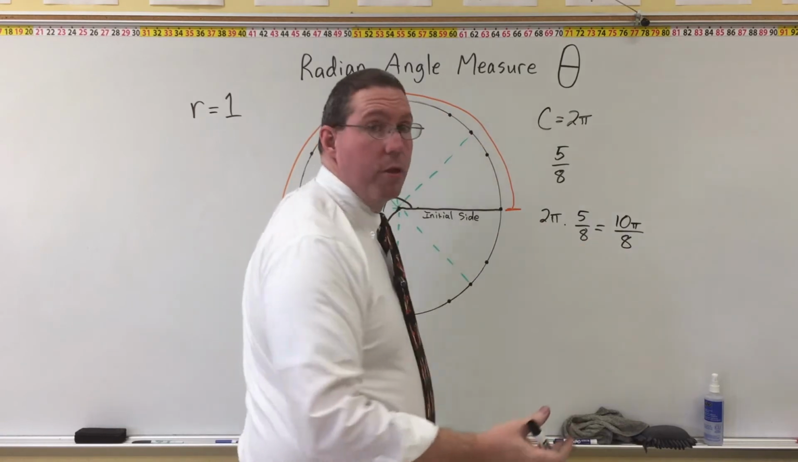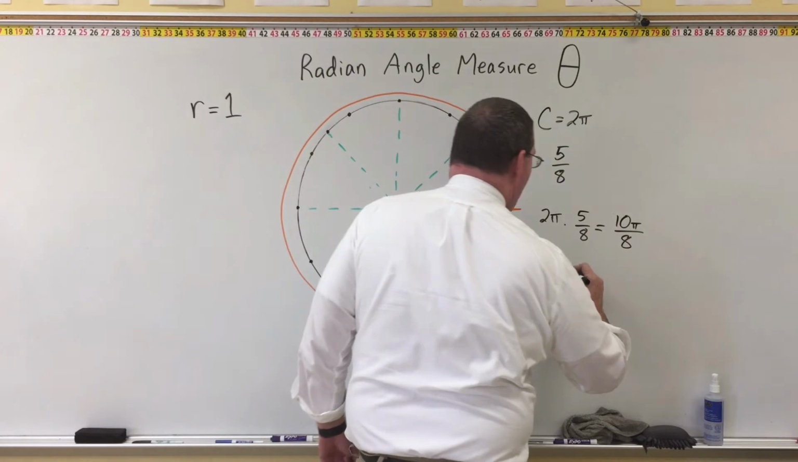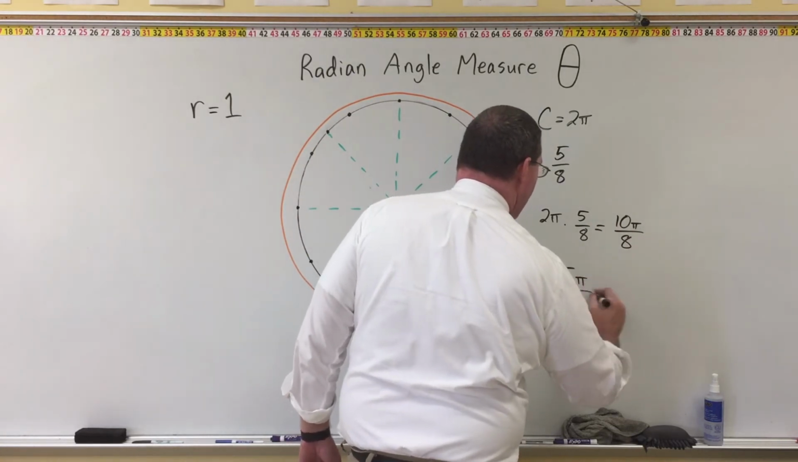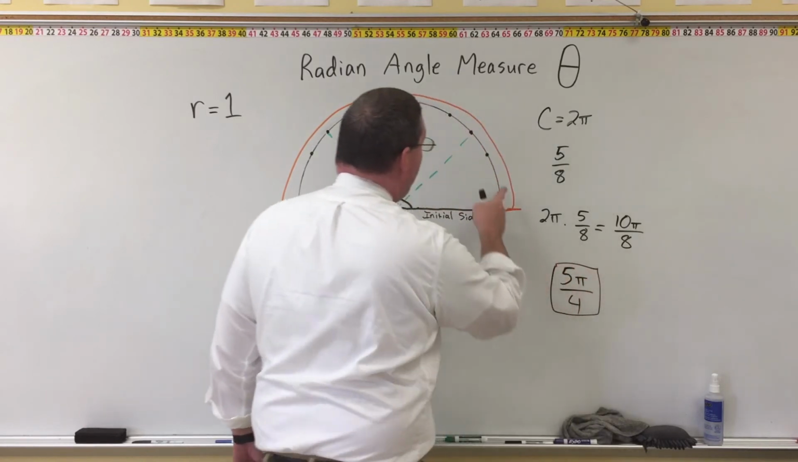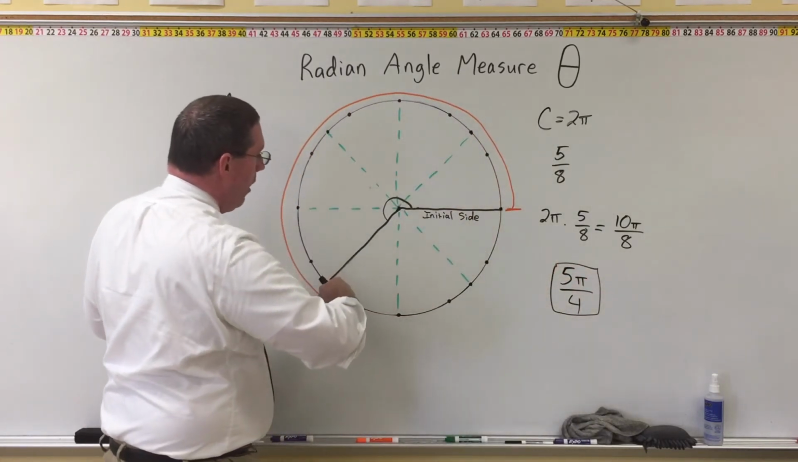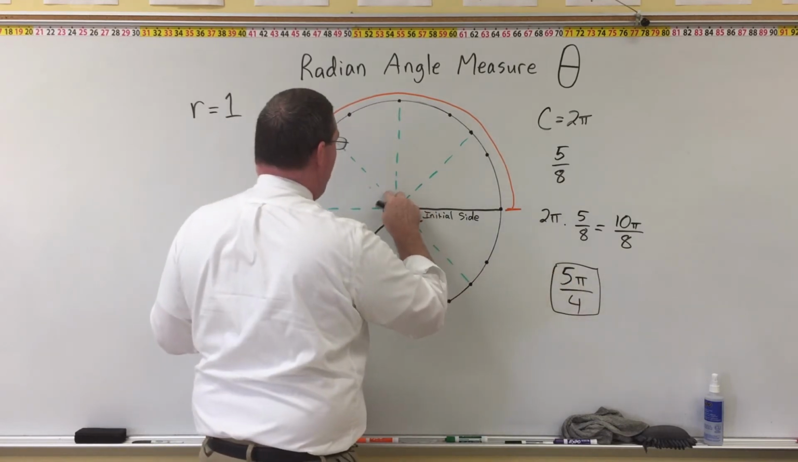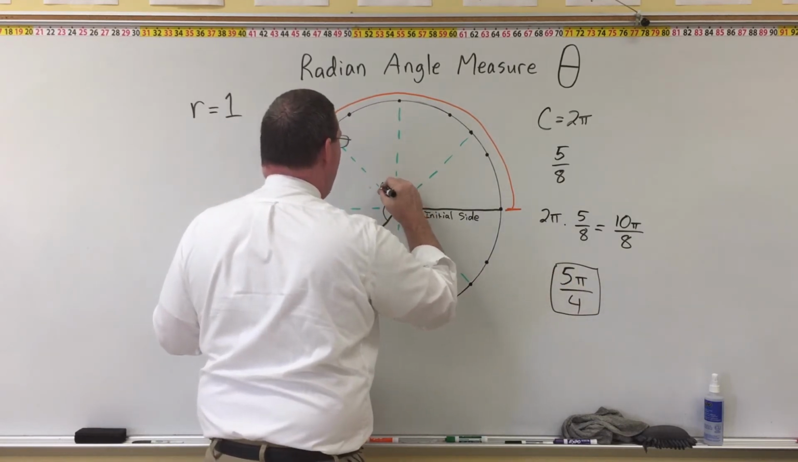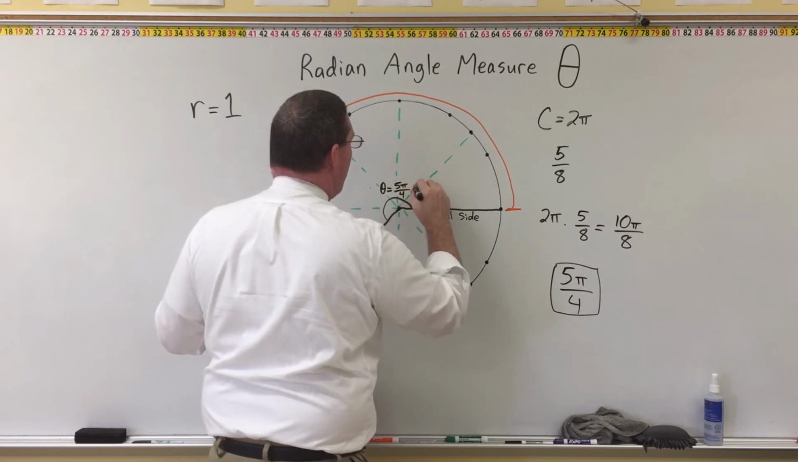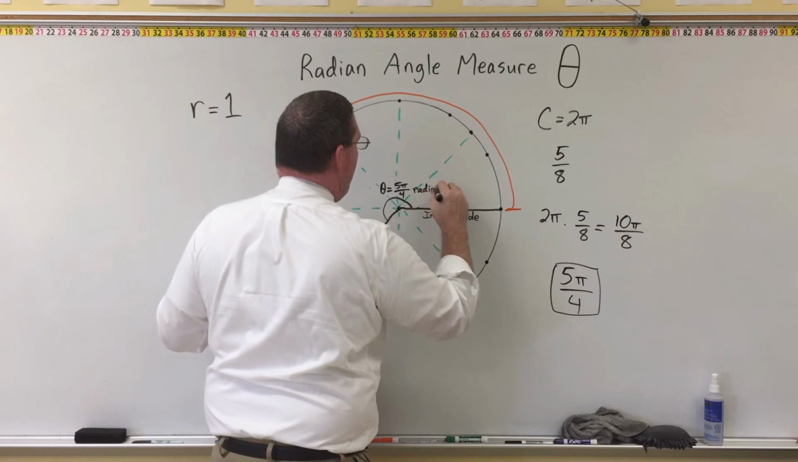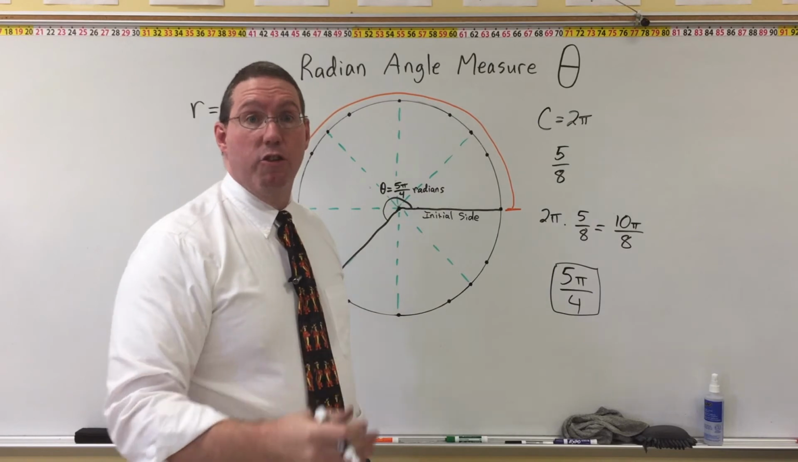10 and 8 are both reducible by 2. They can both be divided by 2. 10 divided by 2 is 5, so 5 pi. 8 divided by 2 is 4. And so the arc length is 5 pi over 4. And the angle measure, theta, is also 5 pi over 4. And so the answer here is theta is equal to 5 pi over 4 radians. Remember, radians is an angle measure, just like degrees is, okay?